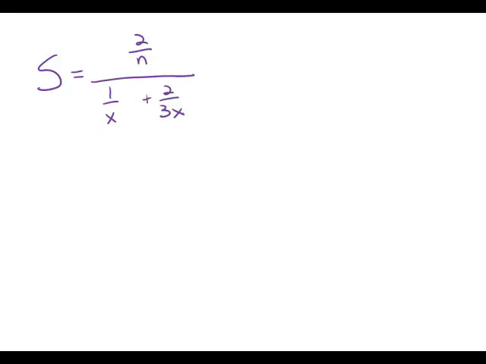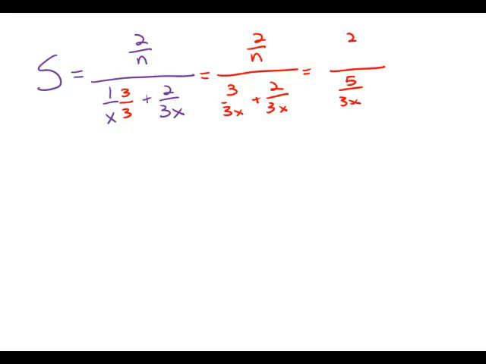In the denominator, we're going to get a common denominator of those two smaller fractions, and we're going to do that just by multiplying this first fraction by 3 over 3. And of course, we're always allowed to multiply by a fraction like 3 over 3, because 3 over 3 really is just 1. So multiplying it doesn't actually change the value of anything. So then the numerator stays the same. What we get in the denominator is 3 over 3x plus 2 over 3x. Well, of course, that's going to be 5 over 3x.